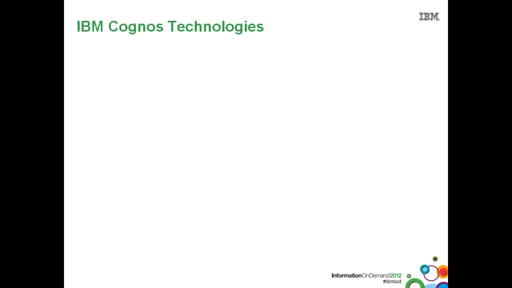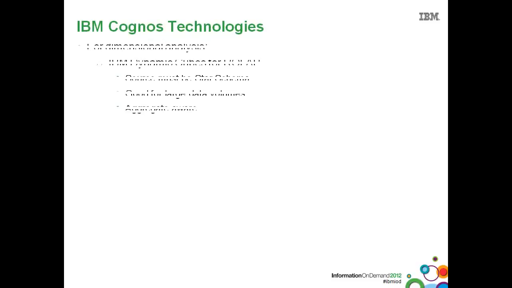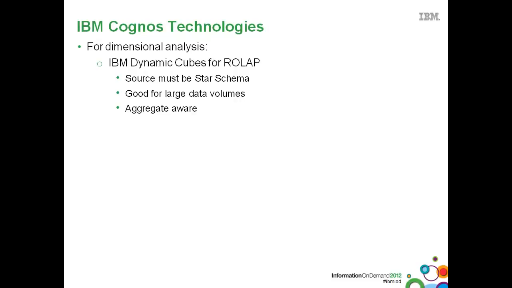Let's quickly take a look at some of the IBM Cognos technologies available to you for your BI projects. For dimensional analyses, we have IBM Dynamic Cubes, which is our rollup offering. The relational sources used to feed these cubes must be in star schema format. They are great for large data volumes and are aggregate table aware. These dynamic cubes employ in-memory caching strategies for quick data retrieval.